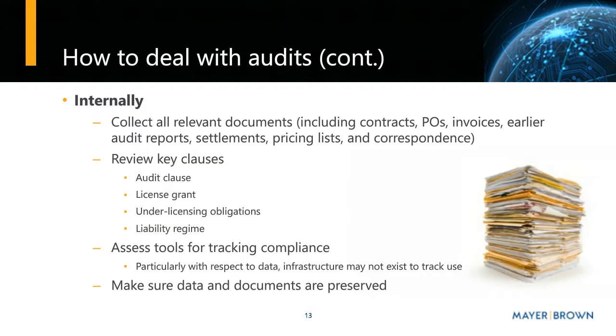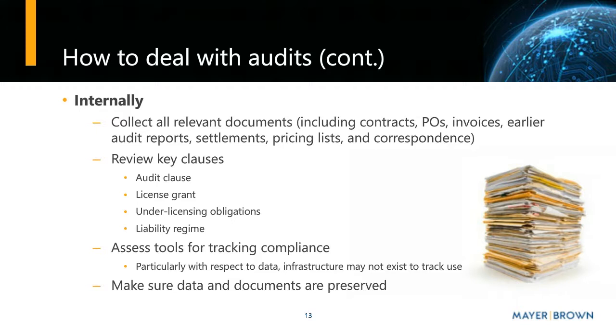So, what to do internally? Certainly collecting all the relevant documents is important. The contracts, the purchase orders, the invoices, all of those things can hide terms that are relevant to the audit and the rights. Earlier audit reports, if there was one, earlier settlements, pricing lists, and potentially correspondence with the vendor. We don't think this needs to turn into a full litigation document collection, but it is important to understand what's out there. And oftentimes we've seen that the interpretation of the contract is one that the business thought it understood based on conversations with the vendor.